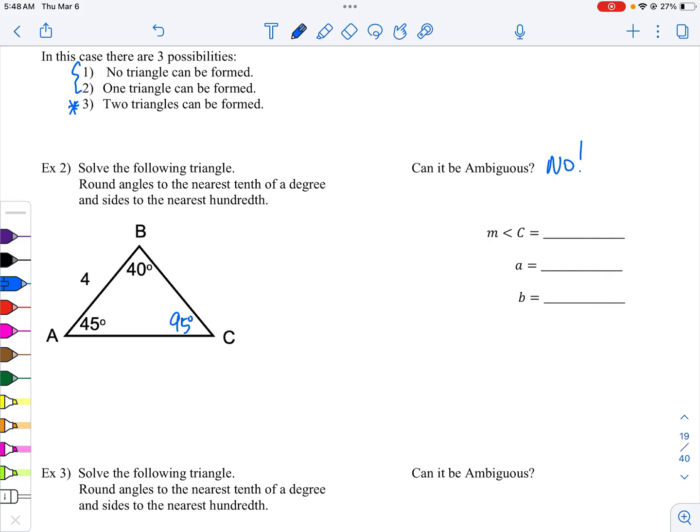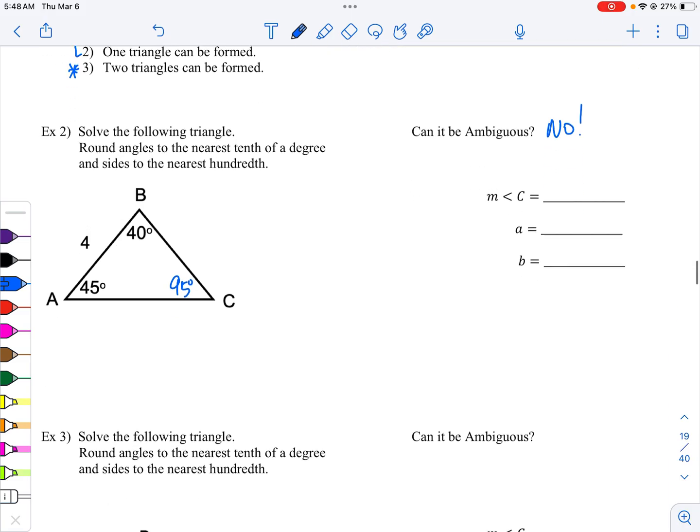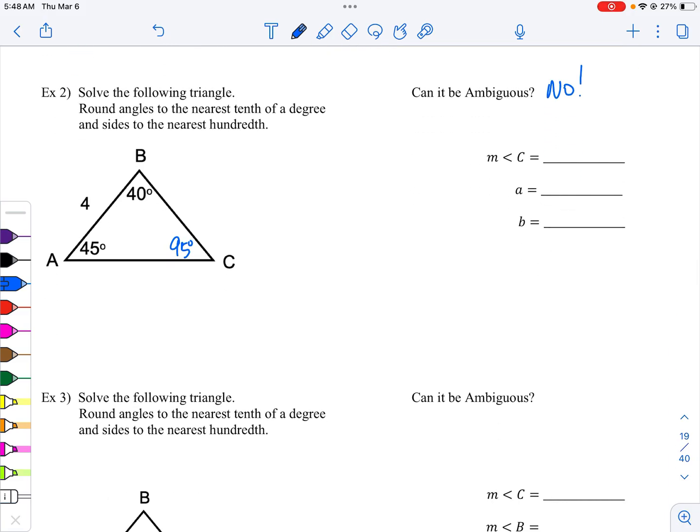So at most, one triangle can be formed. Okay, so we just did that one up above, right? That was the same triangle we started with. So if I add those up and subtract from 180, I've got 95 degrees for angle C. So I didn't have to round that one at all.